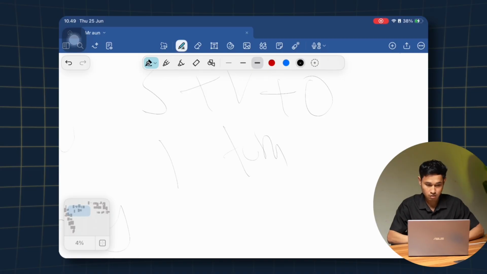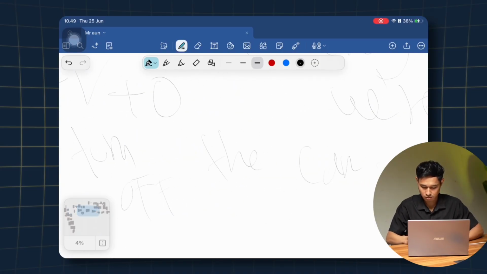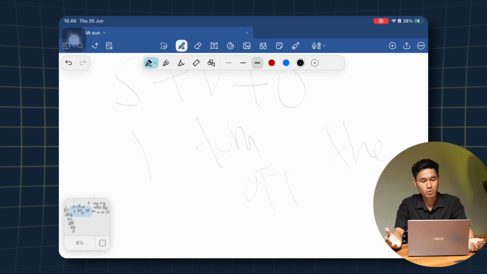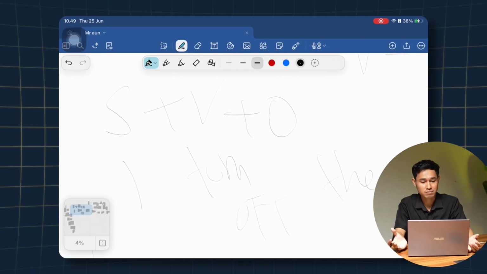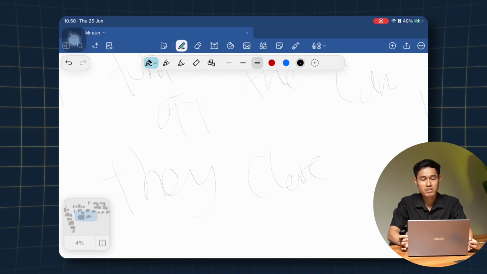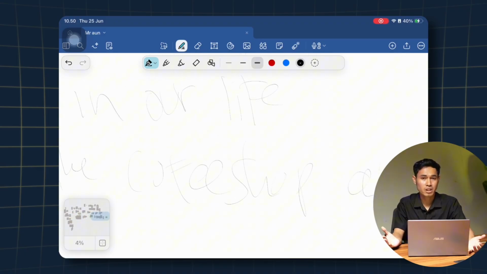The example is, I turn on the camera. My question is, where is the subject? Of course, the subject is I. What about the verb? Well, the verb is really clear, it's turn on. What about the object? Of course, the object is the camera. It's really clear. The second example, they close the coffee shop at 9 p.m.